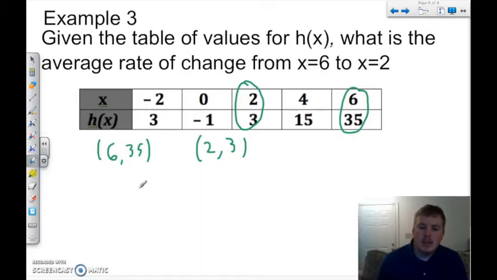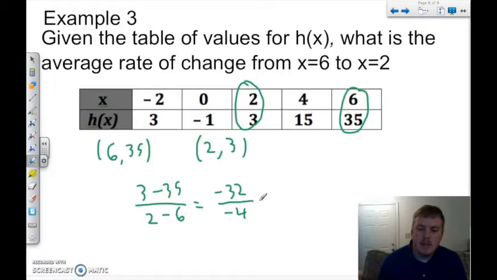Alright, so I plug into my slope formula. 3 minus 35 over 2 minus 6. 3 minus 35 is going to give me a negative 32. And 2 minus 6 is going to give me a negative 4. And a negative 32 divided by a negative 4 is going to reduce to a positive 8.